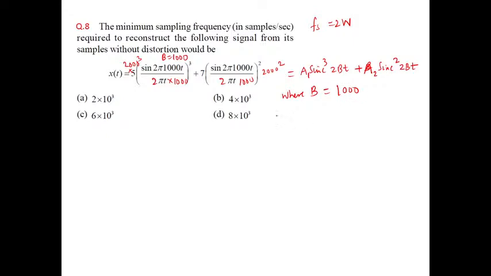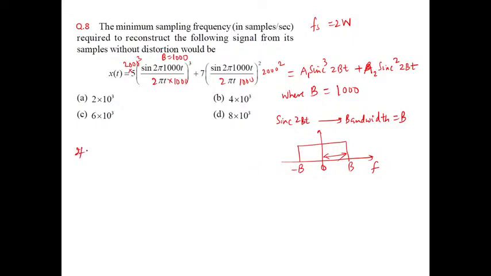Now, what is the bandwidth of sinc 2bt? Bandwidth for sinc 2bt is b. See, a sinc function has a spectrum in the frequency domain. Sinc 2bt has a spectrum which is uniform between minus b and b. So its bandwidth is b. Okay.